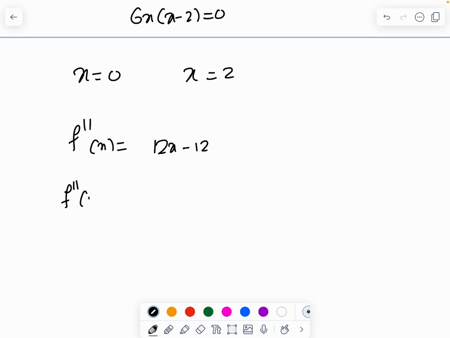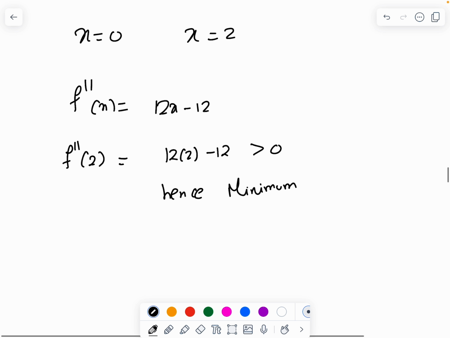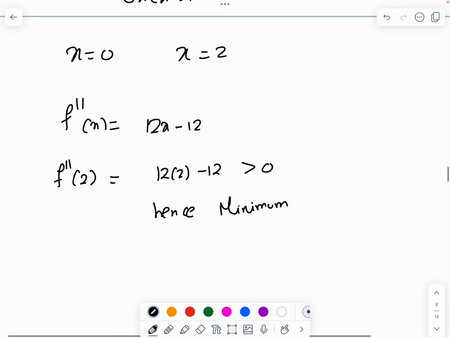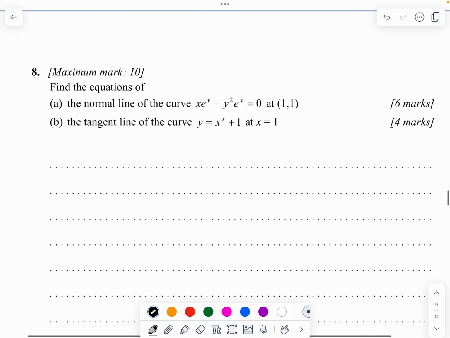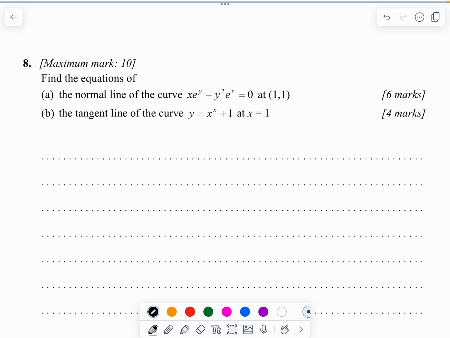Now I find the second derivative at 2, which is 12 times 2 minus 12, which is a positive number. Hence it is minimum. The second derivative being positive means it's going to be a minimum. So the x coordinate is 2. Question number 8.